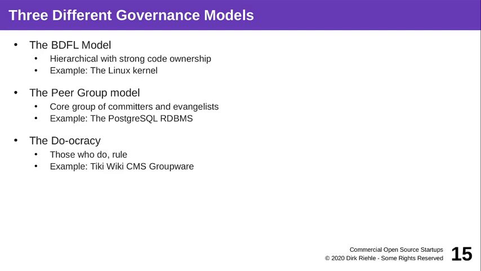In the Linux kernel, that root node would be occupied by Linus Torvalds, but in other projects it might be other people. There's also the peer group model, which runs development through a core group, the core team of committers and evangelists. In such a core team in which people are equal, they are peers, not everyone has to be a committer.